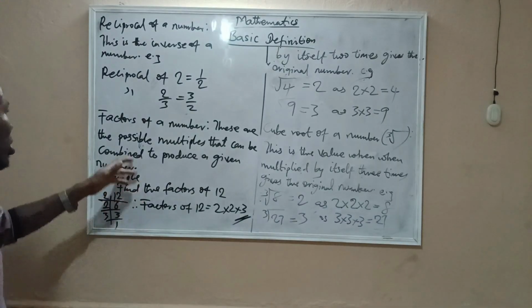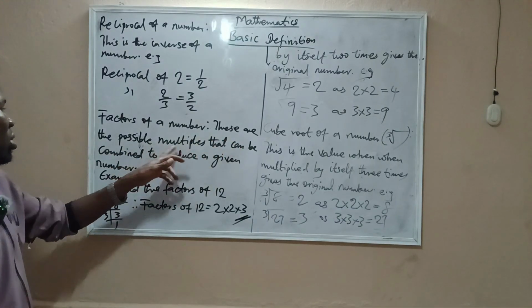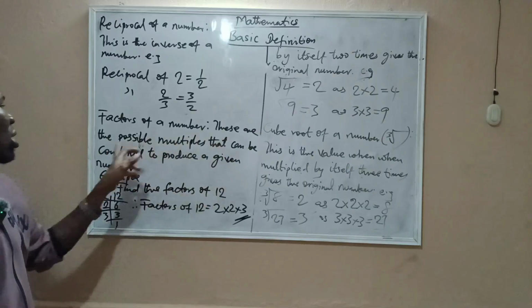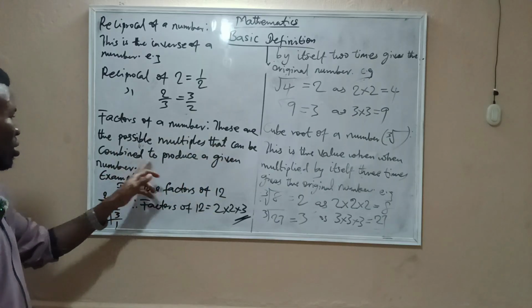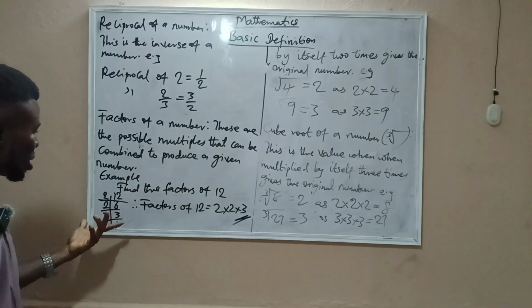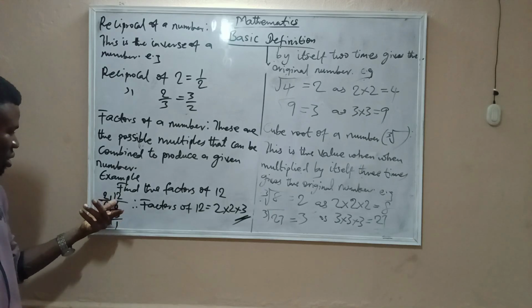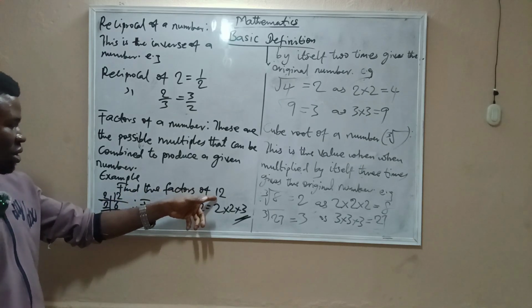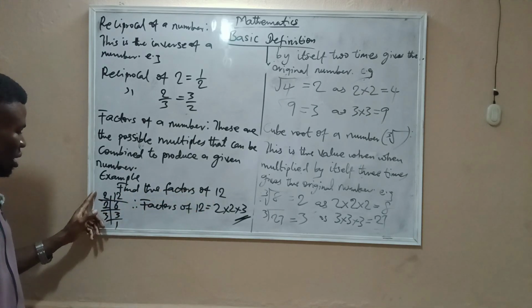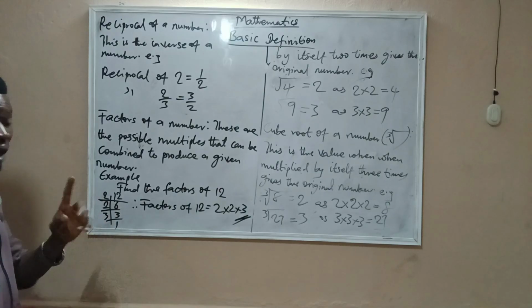I hope it's clear. These are possible multiples. These are the possible multiples that can be combined to produce a given factor. And how to get the multiples is to divide the number you are given, starting from the smallest number that can divide it aside from 1.